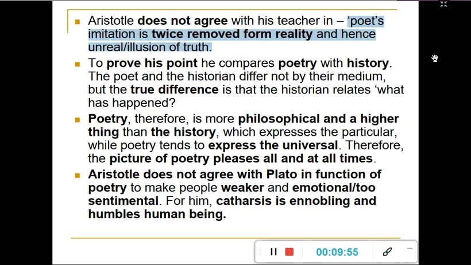ده بصوا بقى أرسطوطل عمل إيه كمان. Aristotle develops or highlights the significance of imitation. Aristotle disagrees with Plato on the fact that in the poets imitation is twice removed from the society. Aristotle disagrees with his teacher in the poets must be banished from the society. وعمل comparison ما بين مين ومين. To improve his point, he compares ما بين poetry وhistory.